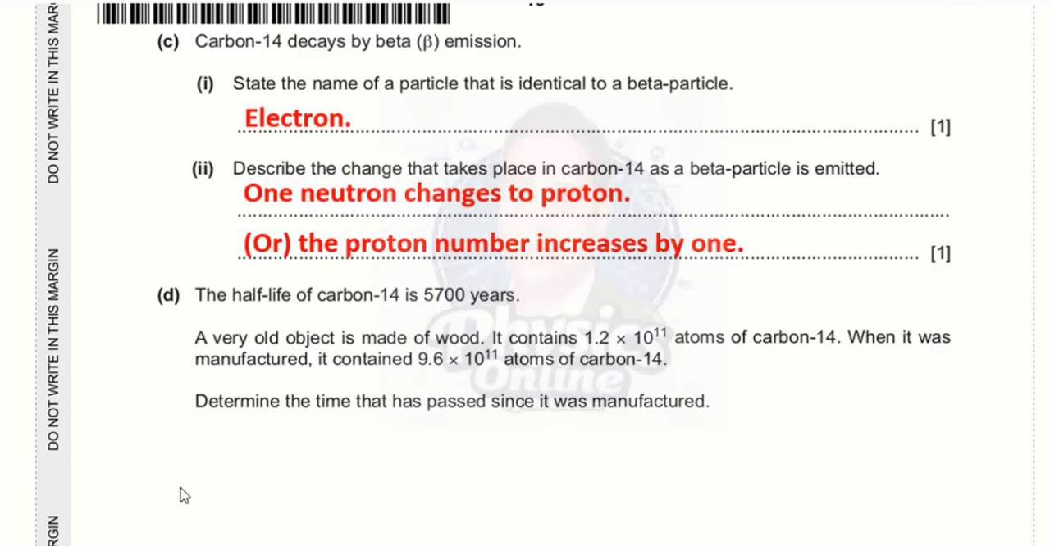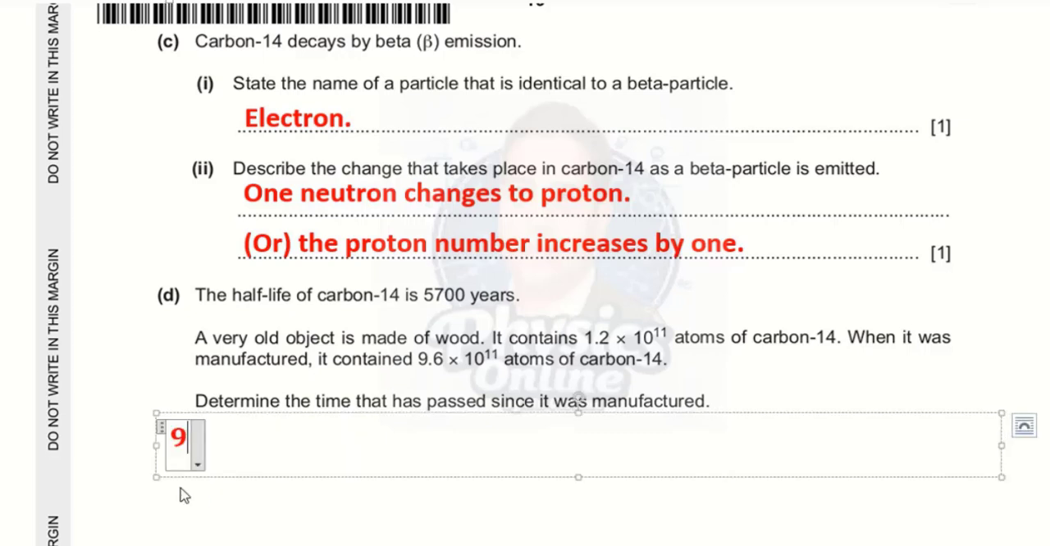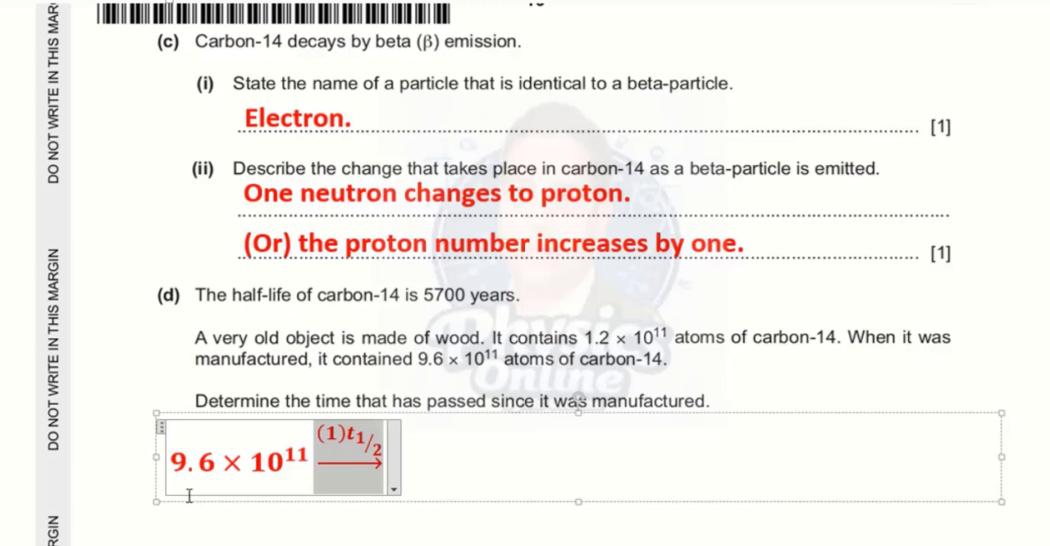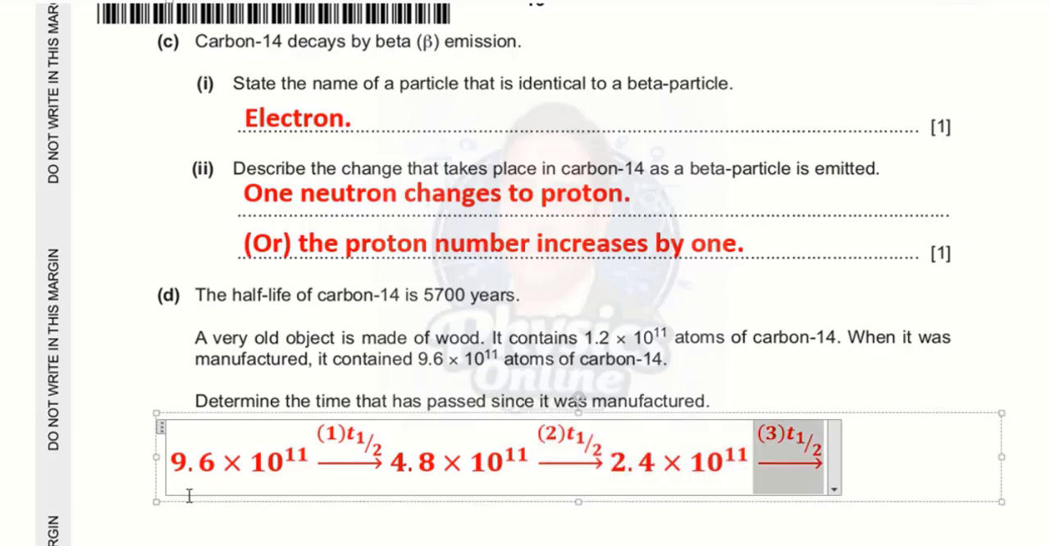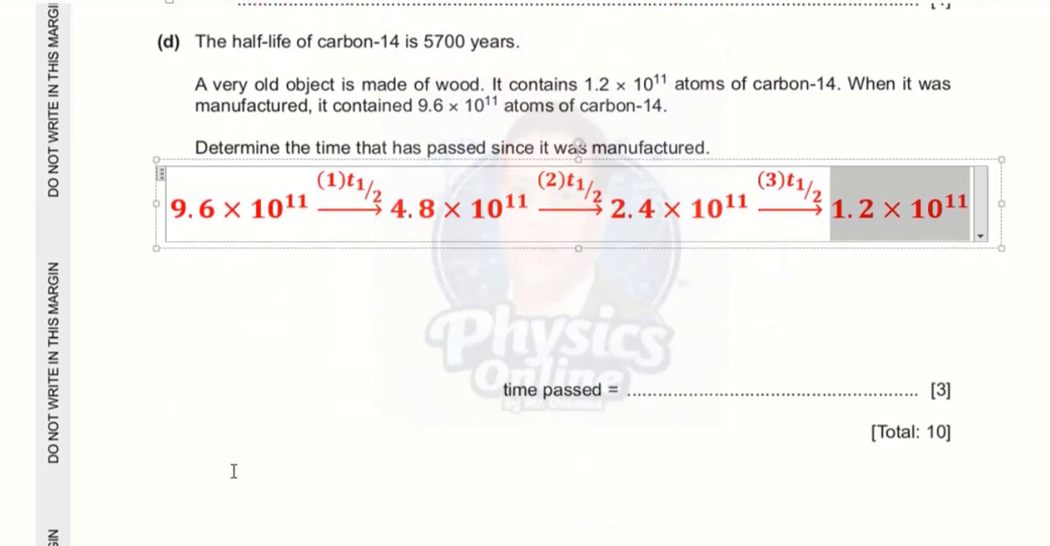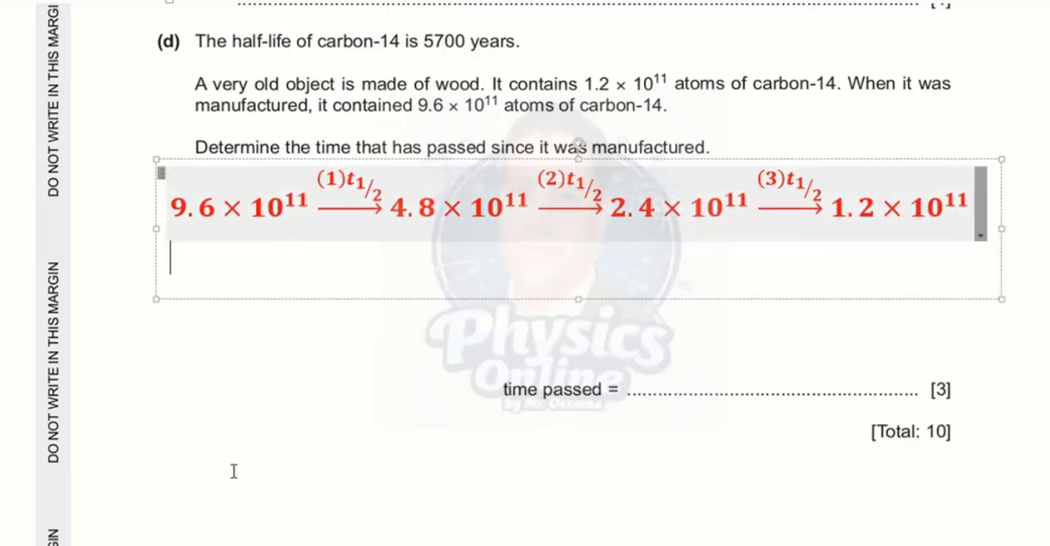Okay, the initial number is 9.6 times 10 power 11. After one half-life, the number decreases to half, so it becomes 4.8 times 10 power 11. After another half-life, it decreases to half, 2.4. After another half-life, it decreases to half, 1.2. So this is the final number of atoms, 1.2 times 10 power 11. So it means that there are 3 half-lives.